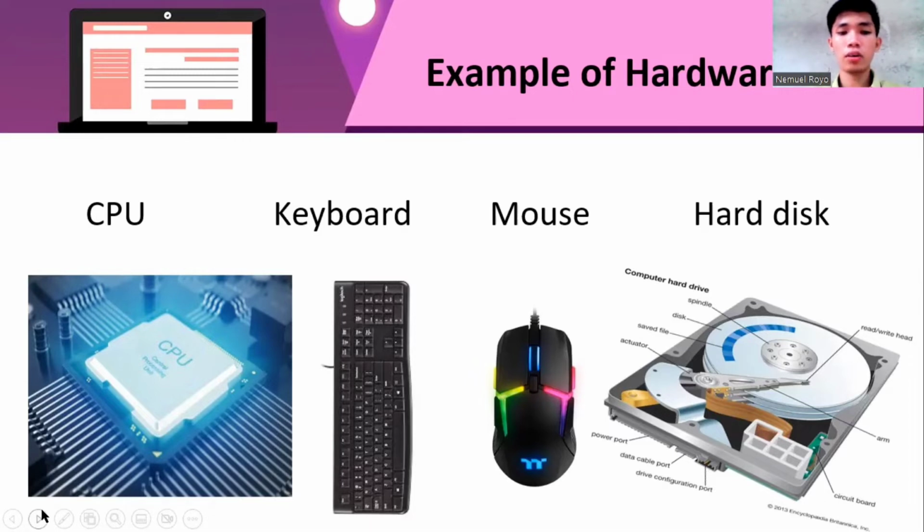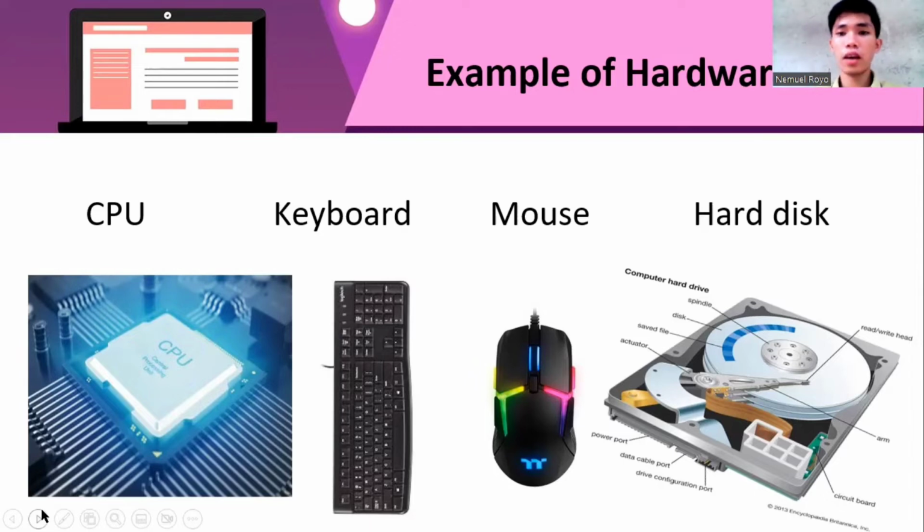So we also have a mouse. A mouse is a hardware input device that is used to move a cursor or pointer on the computer screen. We can use this to select items or to select some applications in our computer.